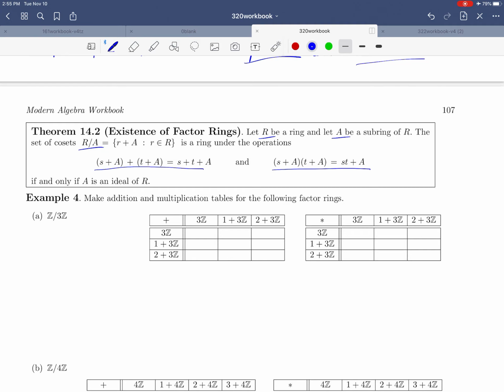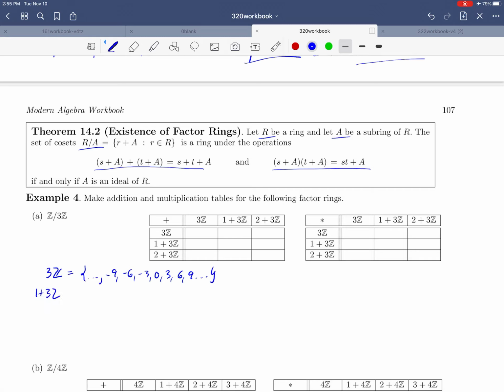So in part A, we are looking at Z mod 3Z. So what are the elements in this factor ring? Well, they are cosets. So let's remember how cosets work. So 3Z, that is all the multiples of 3. Minus 9, minus 6, minus 3, 0, 3, 6, 9, and so on.